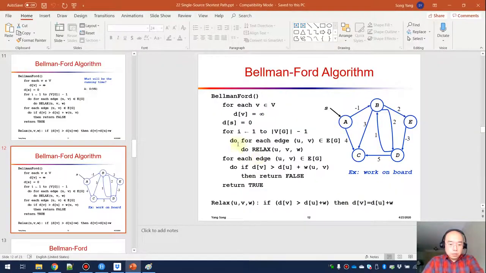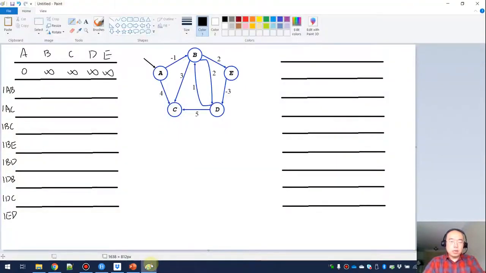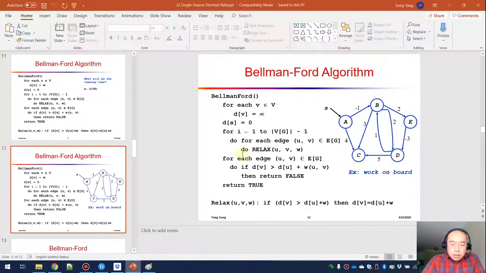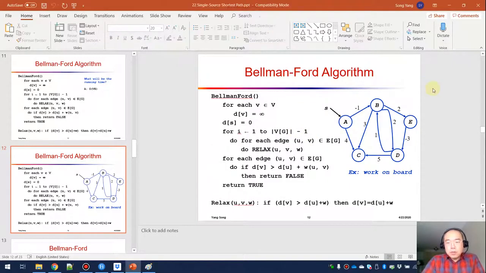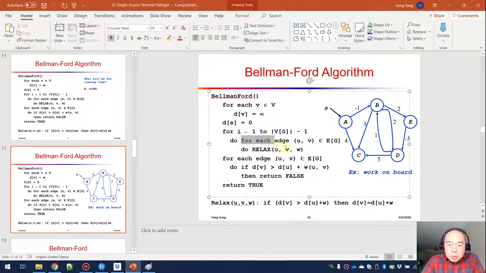Okay, so we are going to start the work on the drawing board. Remember, in the second iteration there is an outer loop and an inner loop. For the outer loop, we iterate a total of V minus 1 times, where V is the number of vertices. There are 5 vertices, so we do the outer loop for a total of 4 rounds. For the inner loop, we iterate over each edge. So for each round of the outer loop, we visit each of the edges.